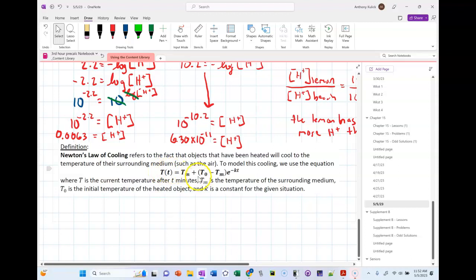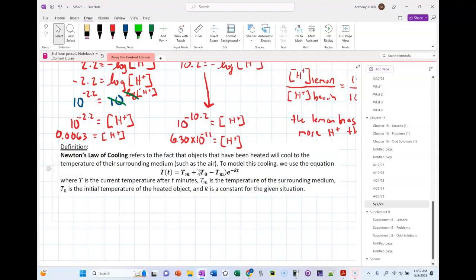T sub M is the temperature of the surrounding medium. So most likely that's going to be the room temperature, the temperature in the room that you're cooling the item off in. Or if you're forging a sword in medieval Europe or something, it'd be the water that you're dipping the sword into, to anneal the steel. Yeah. I do that on Sundays.